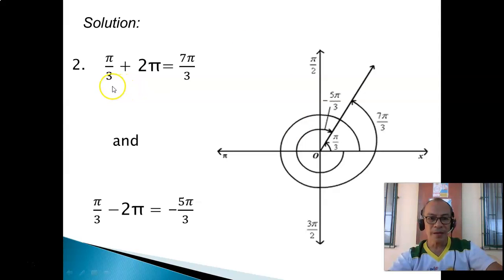Next one is pi over 3 plus 2 pi. We have 7 pi over 3. And pi over 3 minus 2 pi is negative 5 pi over 3. So we can see that in the given figure.